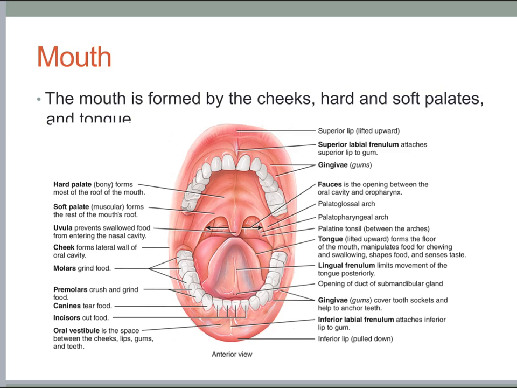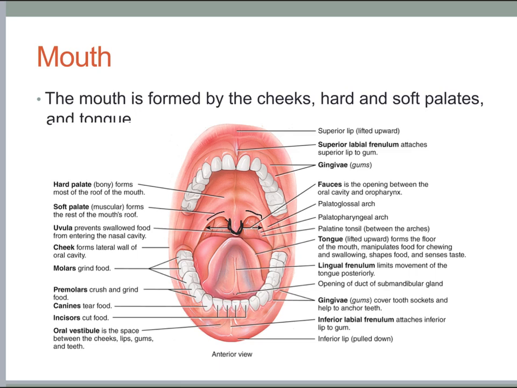The soft palate, which is outlined down here, is going to be mostly muscular. It's going to form the rest of the roof of the mouth, and is going to support the uvula, which brings us to this punching bag, the uvula. The uvula hangs backwards and it covers the nasopharynx. It blocks the nasopharynx, preventing food from moving up into the nasal cavity when you swallow.